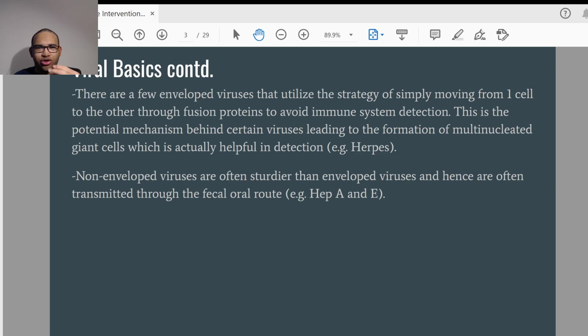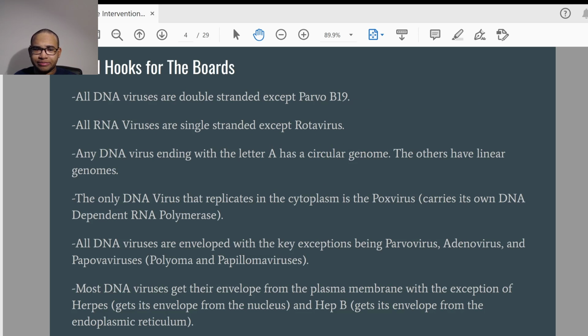Remember, your mouth and your anus are kind of the two orifices of your body. I know it's kind of a gross mnemonic, but it's very effective. It will leave an indelible impression in your mind.